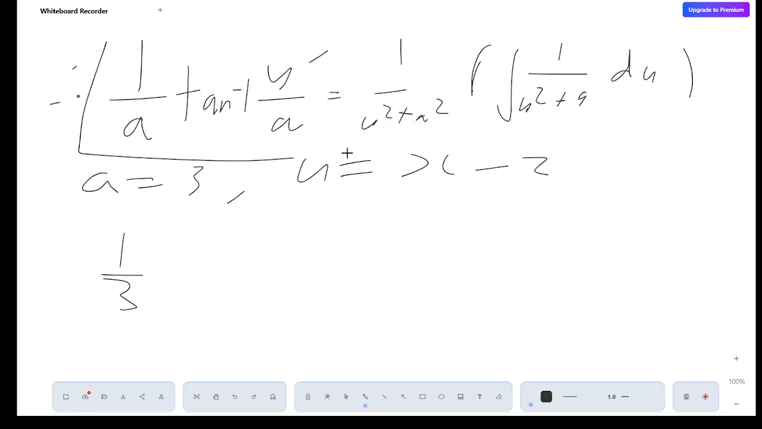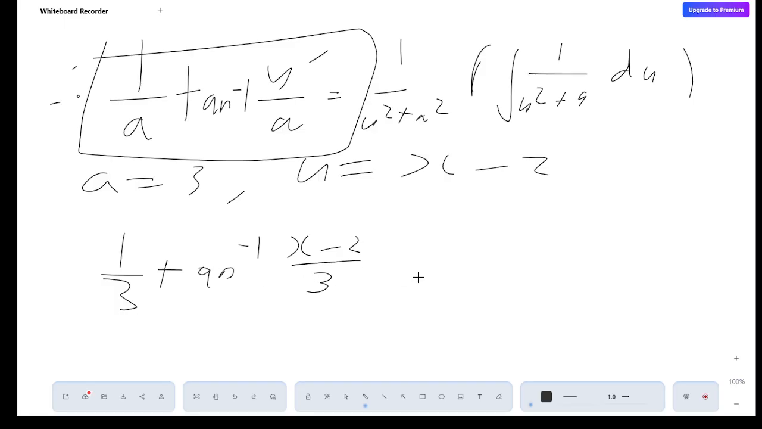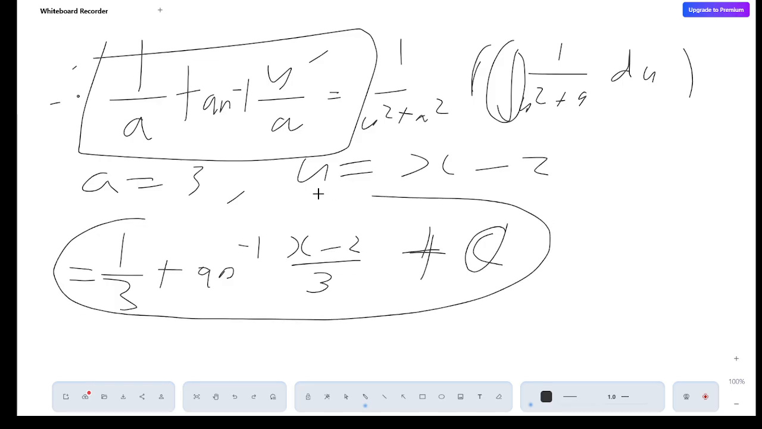This is the primitive: 1 over 3 tan inverse of (x minus 2) on 3 plus c. Don't forget, because this is an indefinite integral, we need plus c. So this is the answer: 1/3 tan inverse of (x minus 2) over 3 plus c.